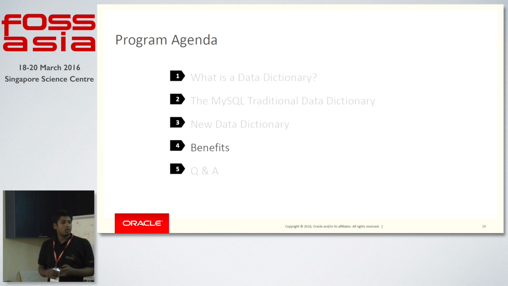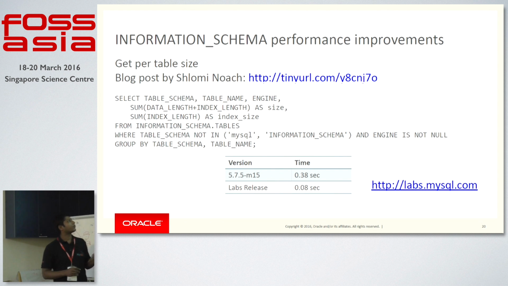Now let us move to the benefits of the data dictionary. So this is a query which gives the total length of the tables per schema per engine. In the benchmarking in 5.7.5 this query used to take 0.38 seconds, and we have done a labs release of the data dictionary which is available at labs.mysql.com. The performance of this query can be seen hugely improved. So the performance of information schema will be improved hugely, as now they are not doing any type of scans, except they are views on the data dictionary itself.